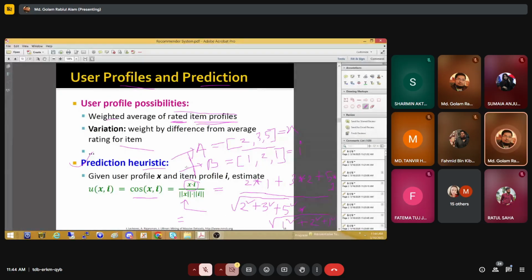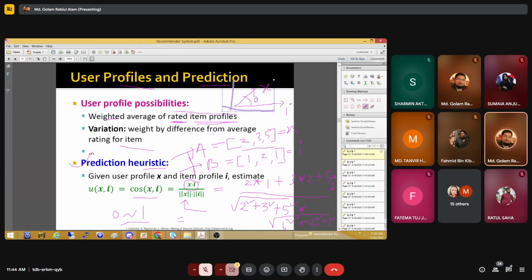So easily we get the result within 0 to 1. So 1 means highly similar, and 0 means they have low similarity. In that case, it specifically mentions the angles. So if we consider this is just our x and this is our I, so these two vectors we have the theta.